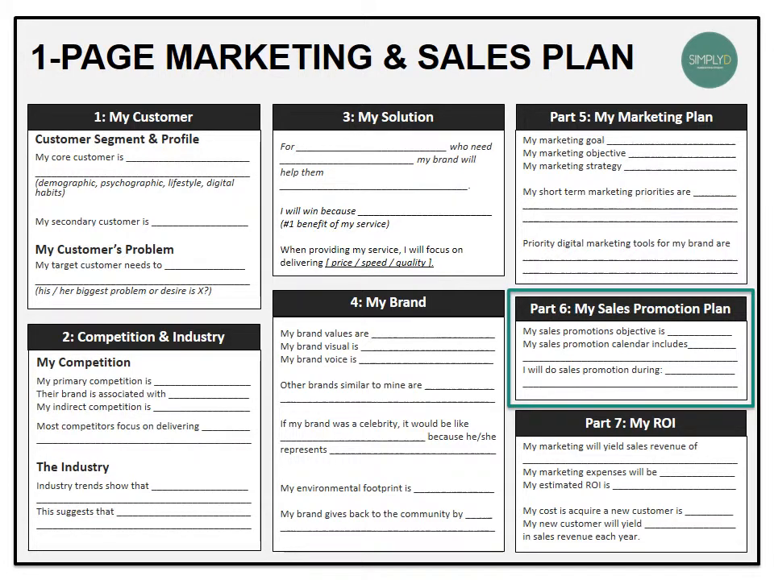Now let's fill out our one-page plan. My sales promotion objective is blank, and my calendar will include blank. So what are you going to focus on? How often and when? And when will you do these promotions? So if you know the seasonal times of the year that you're going to be doing them, fill that in, as well as how often.